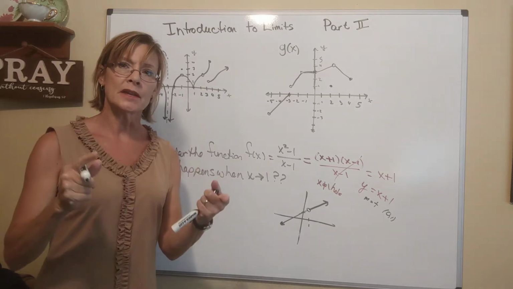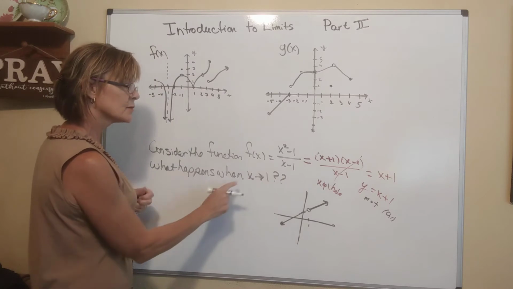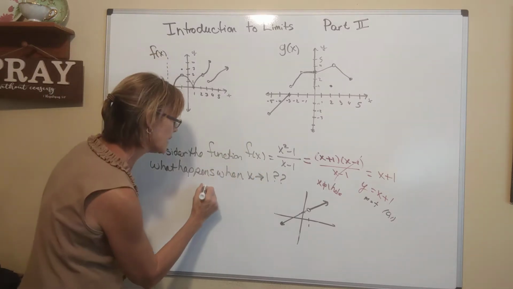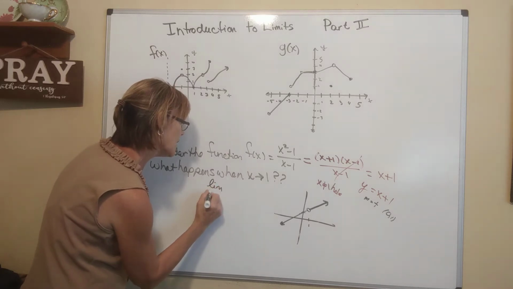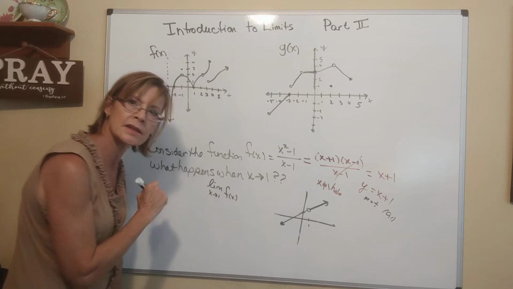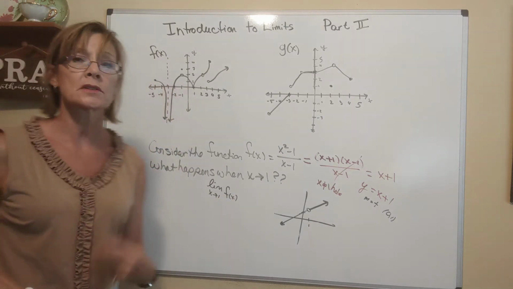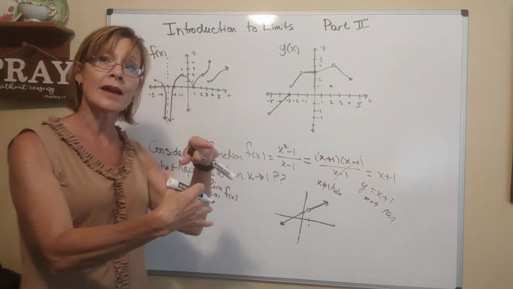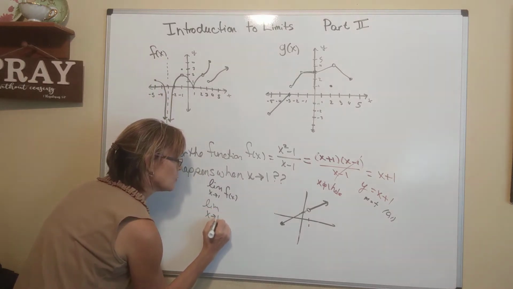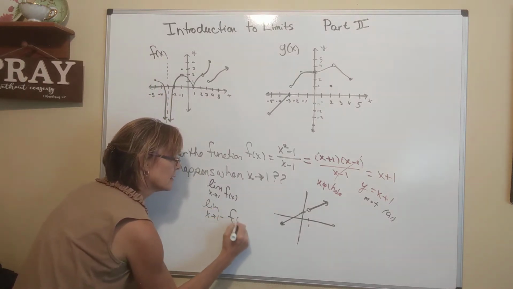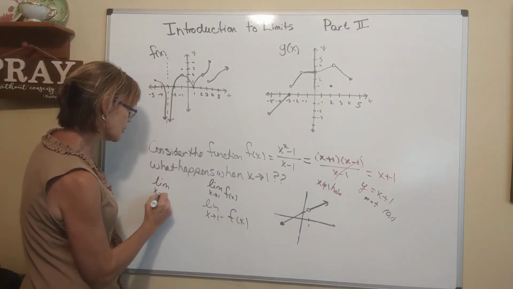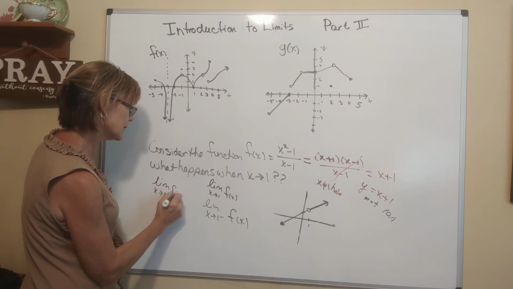Let's talk about limits. What happens when x approaches 1? That's the question. Another way to put that: what is the limit as x approaches 1 of f of x? That's what we're asking. In order to answer this, we must look at it from the left and the right to see what's happening. So what is the limit as x approaches 1 from the left? And also, what is the limit as x approaches 1 from the right?